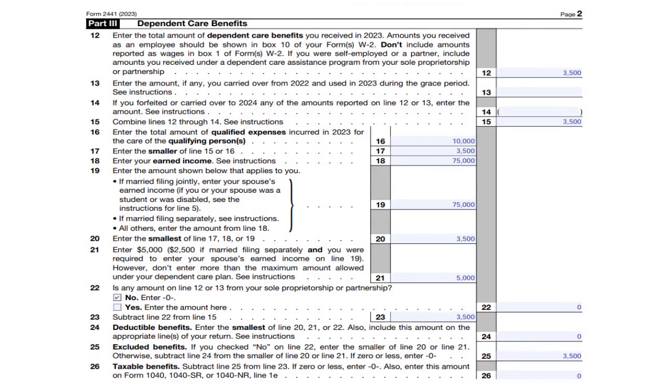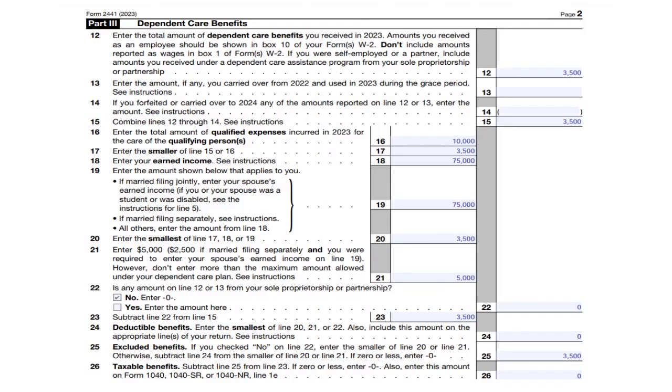So part 3 really is kind of straightforward also, and basically you are going to enter the total amount of dependent care benefits that you received in 2023. Okay, so you might be receiving some dependent care benefits as well, and you put that on line 12. So we have 3,500 on line 12. Line 13 doesn't apply to our situation. Line 14 also doesn't apply to our hypothetical situation here. And line 15, basically the math is pretty clear, 3,500.